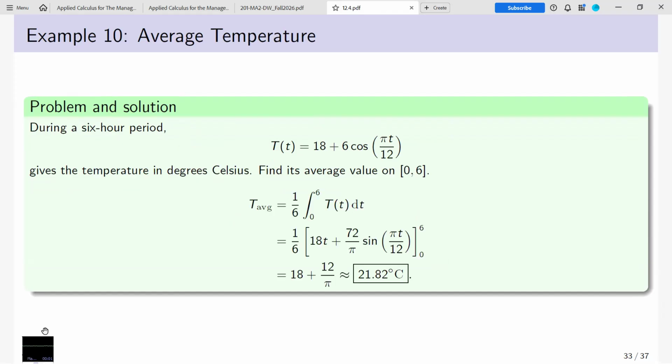Average value means the integral divided by the interval length. The answer has temperature units, not temperature hours, because dividing by 6 hours cancels the time unit. Units are excellent at exposing formula mistakes.